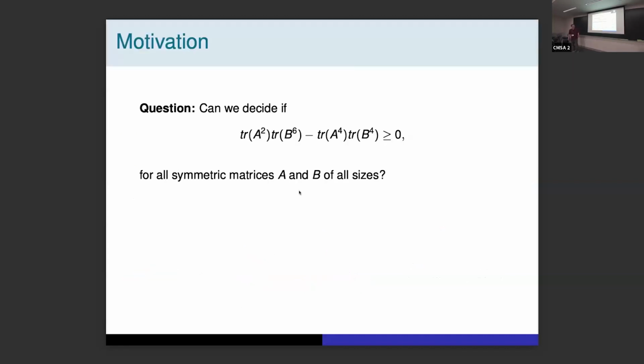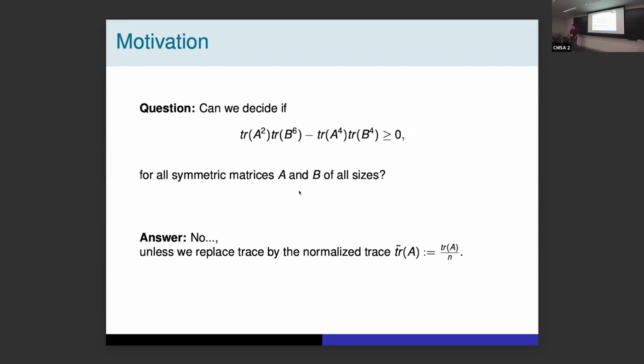Let's say we have a trace polynomial in even powers of symmetric matrices. So something like this, trace of A squared multiplied with trace of B to the 6th power minus trace of A to the 4 times trace of B to the 4. And we want to know, is this bigger or equal than 0? Is this non-negative for symmetric matrices of all sizes? And the answer is no.